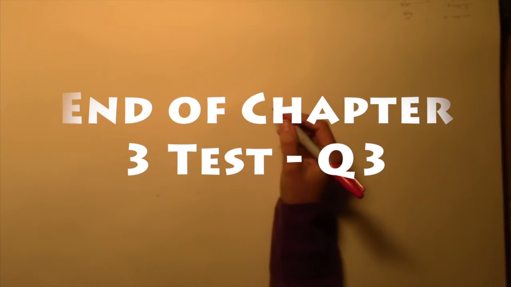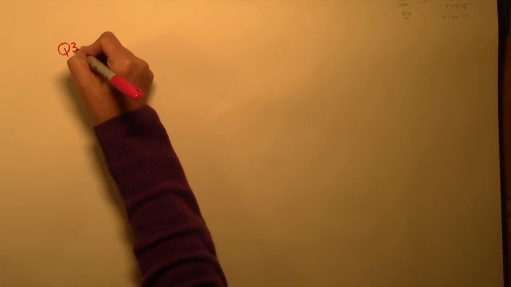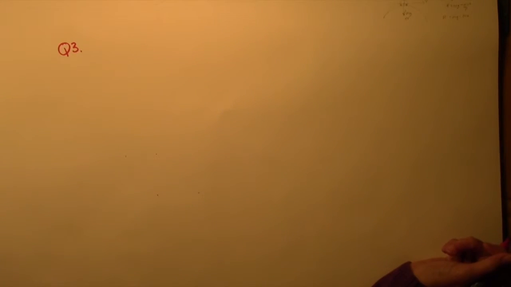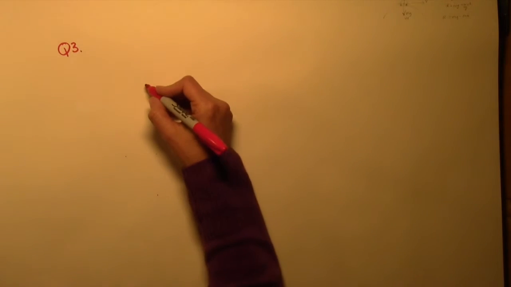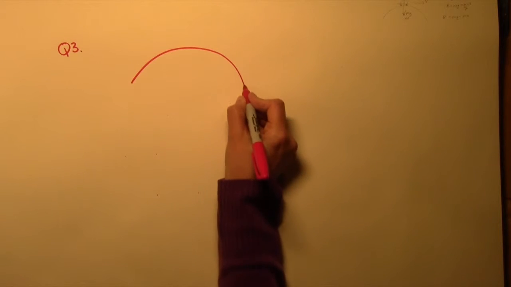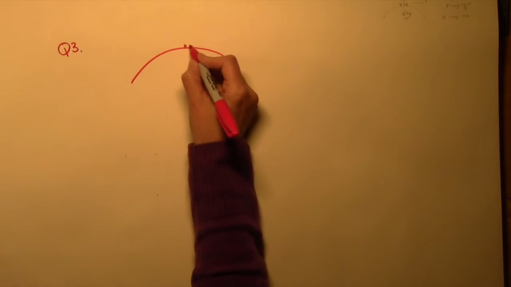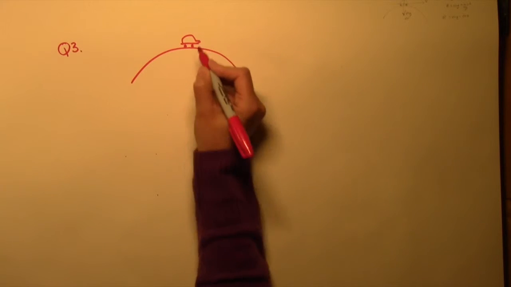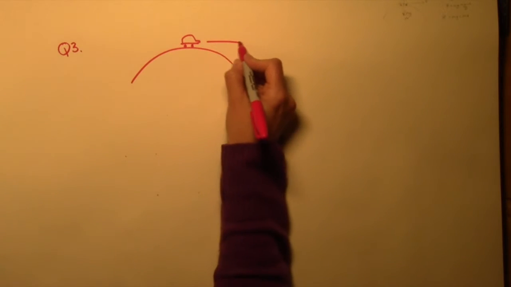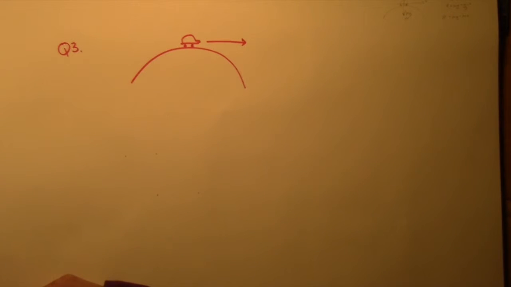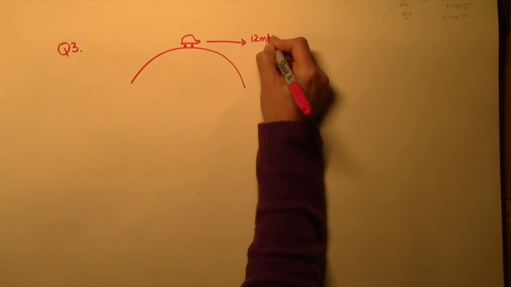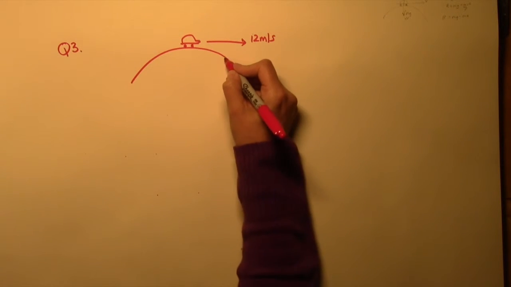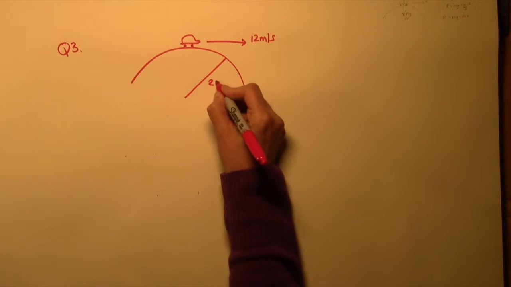Okay, so we are going to be looking at question 3 from your homework, which is the end of chapter test from chapter 3, and this focuses on a car going over a bridge essentially. So you've got the car on the top of the bridge, and it's moving with a speed of 12 metres per second, and the radius of the bridge is 20 metres.